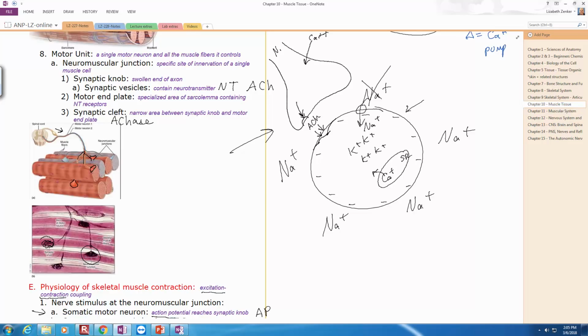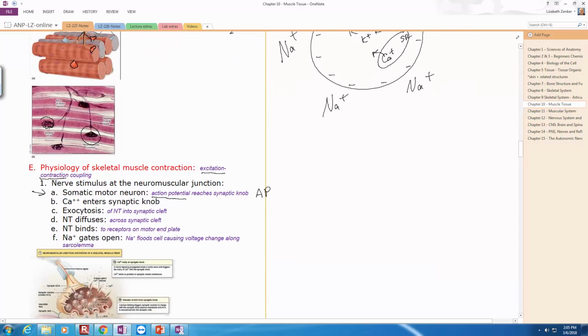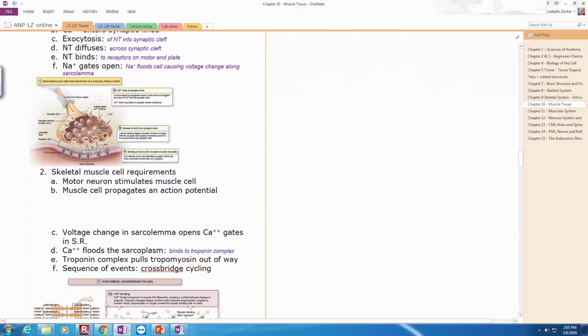And let's see, skeletal muscle cell requirements. So I'm going to scroll down. If you guys need to, you can pause this, go back to this section, and redraw some of those pictures for yourself. You don't need to draw it the way I drew it. Draw it in a way that makes sense to you, okay?